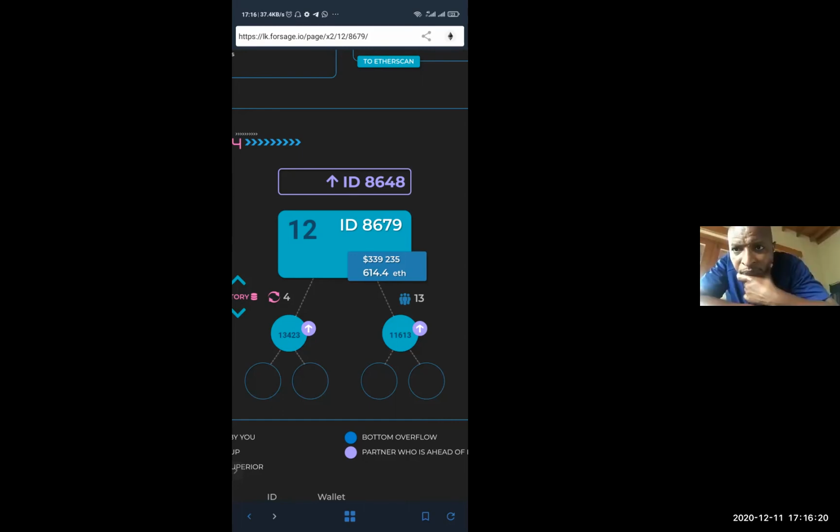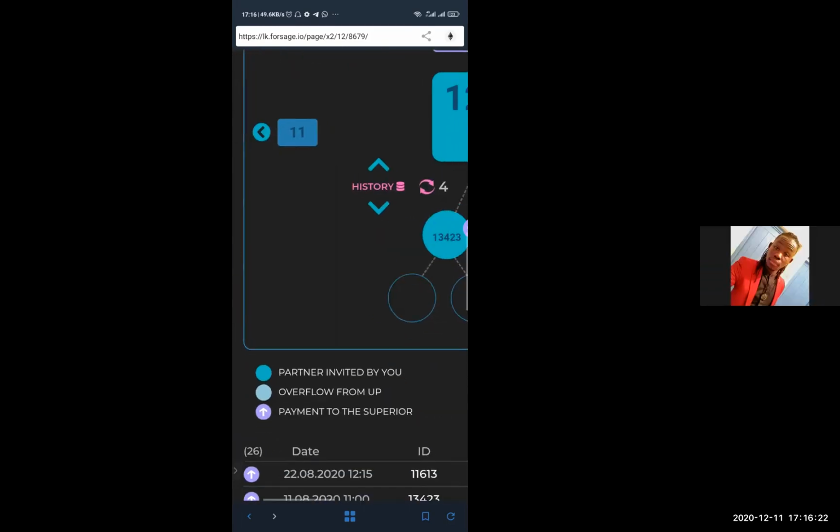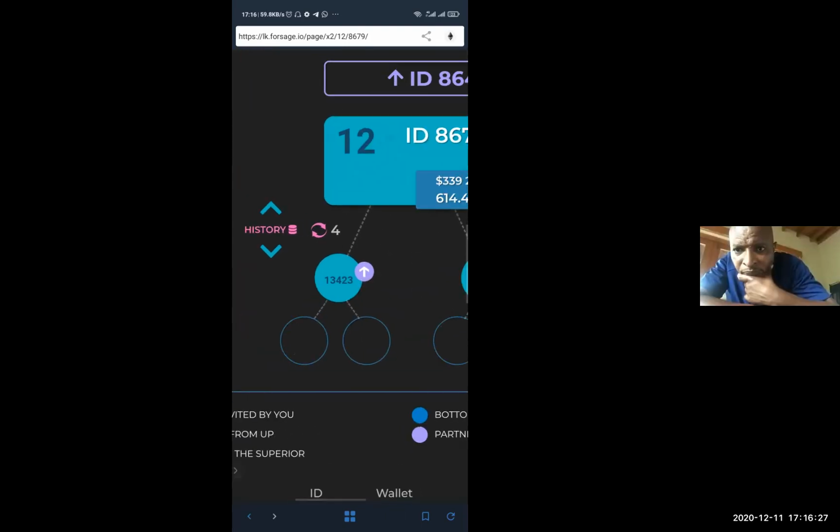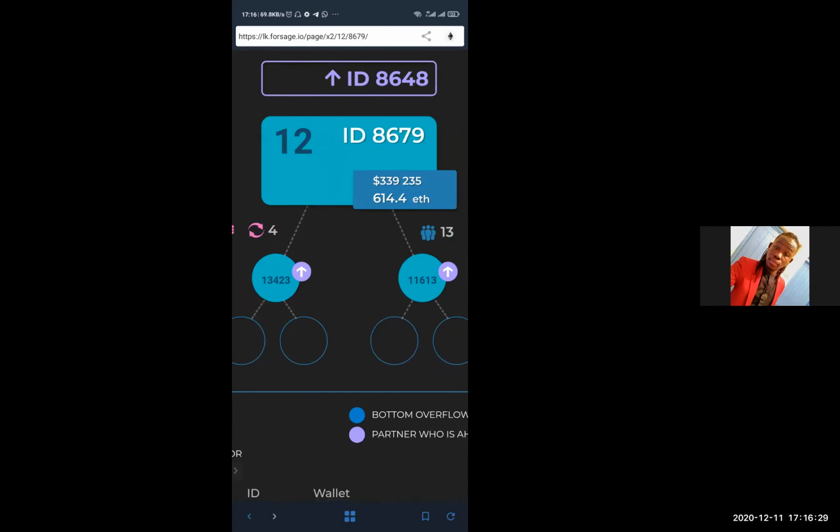All right, that is why it has shown the arrow, which means payment to the superior above. Now, if you look at these IDs, these are totally different people. ID 13423 and ID 11613. These are totally different people. So in this slot alone, he has made money from two people that he totally doesn't know. Look at his ID. His ID is 8679. And this guy joined later than him. These are his downlines, way below in the ecosystem, right?